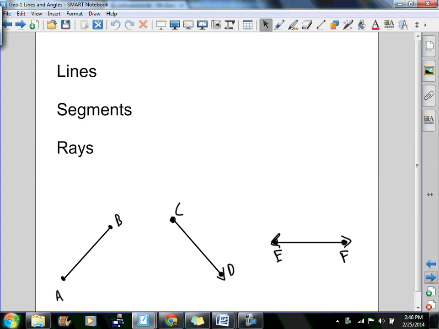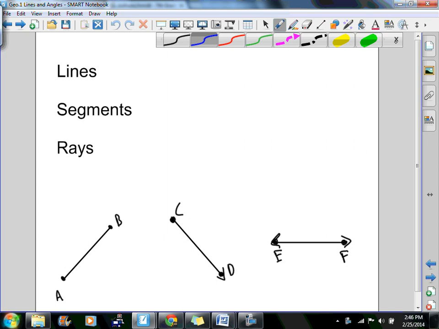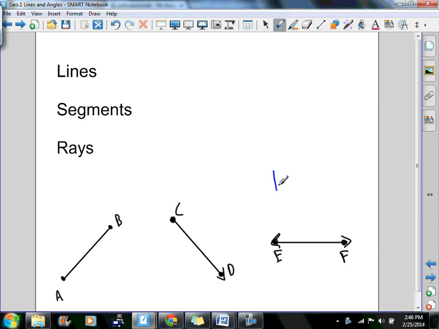So if we're working on lines or line segments, there are three types of things that we could be dealing with. The first of which is called a line, and a line goes infinitely in both directions, meaning it will never stop. So down here, this would be a line, and we could call this line EF, or we could write it as an E with an F, and then we draw a line over the top of it.